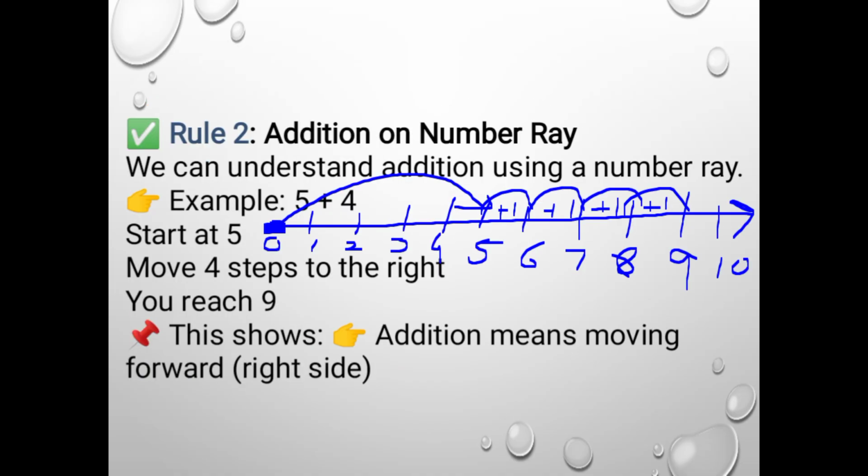Students, rule number 2, addition on number array. We can understand addition using a number array. For example, 5 plus 4. Start at 5, move 4 steps to the right. 1, 2, 3, 4. You reach 9. This shows addition means moving forward to the right side.